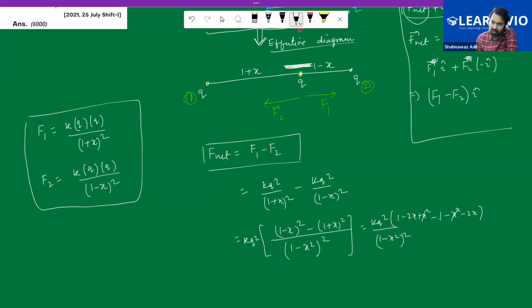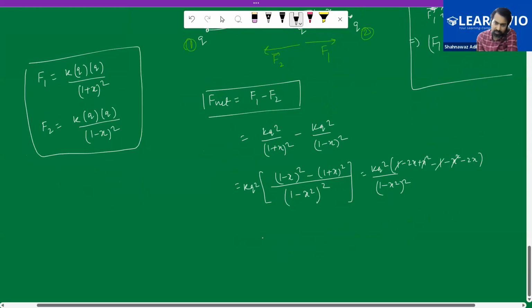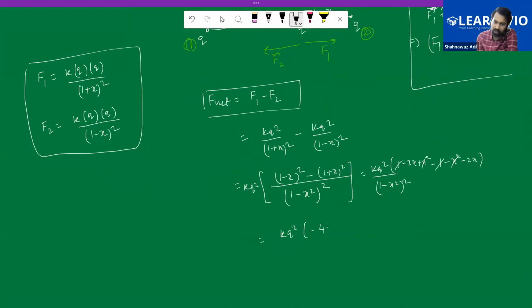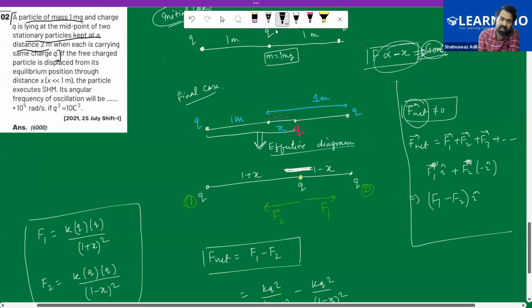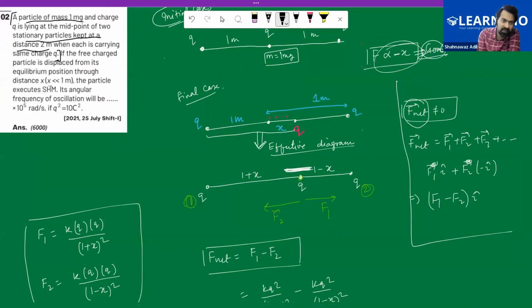So X square cancels, 1 cancels. And what do we get? We get KQ square times minus 4X divided by 1 minus X square. And now we have reached this point. So this is our F. This is our force. Now you see what is the condition? What is the limit that they are seeing? That X is very, very small than 1.